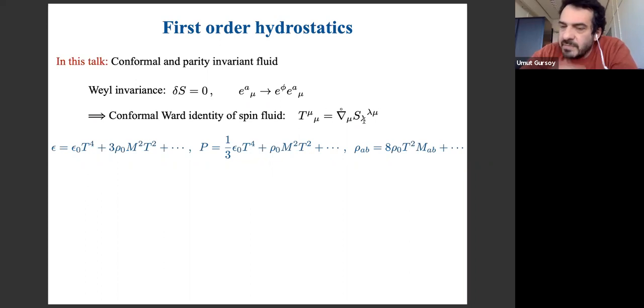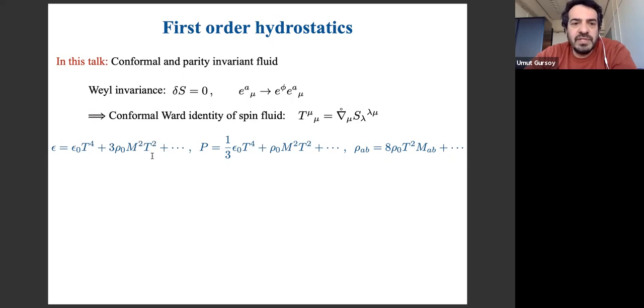This may also be something not familiar to everyone. Typically what we get is just T^mu_mu equals 0. But in the presence of a spin current, you get instead T^mu_mu equals the gradient of S. This ringed gradient is the torsionless gradient. So this is an equation that I will be demanding.